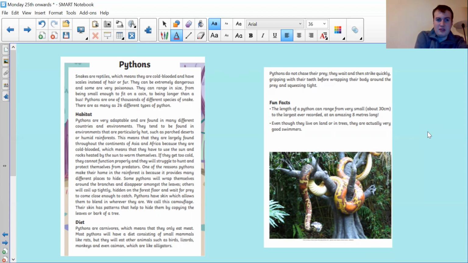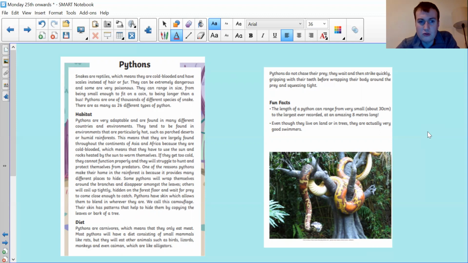One of the reasons pythons make their home in the rainforest is because it provides many different places to hide. Some pythons will wrap themselves around the branches and disappear amongst the leaves. Others will coil up tightly, hidden on the forest floor, and wait for prey to come close enough to catch. Pythons have skin, which allows them to blend in wherever they are. We call this camouflage. Their skin has patterns that help to hide them by copying the leaves or bark of a tree.